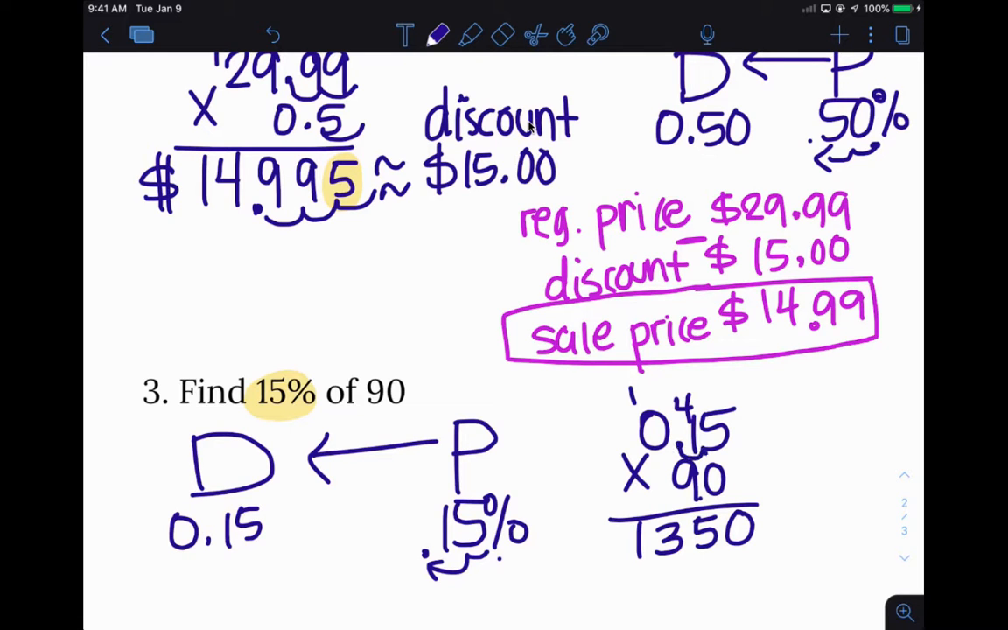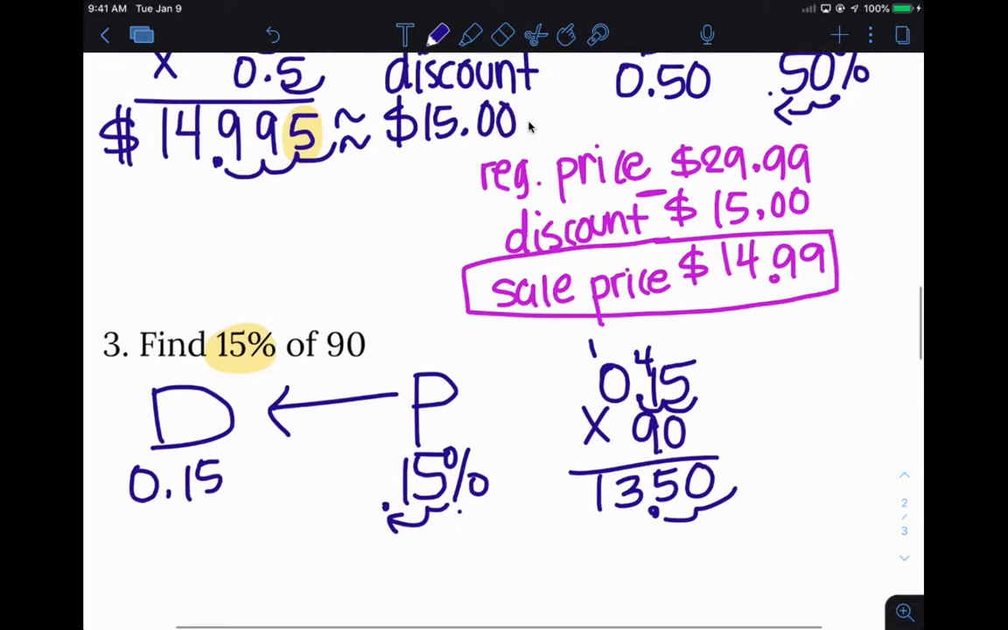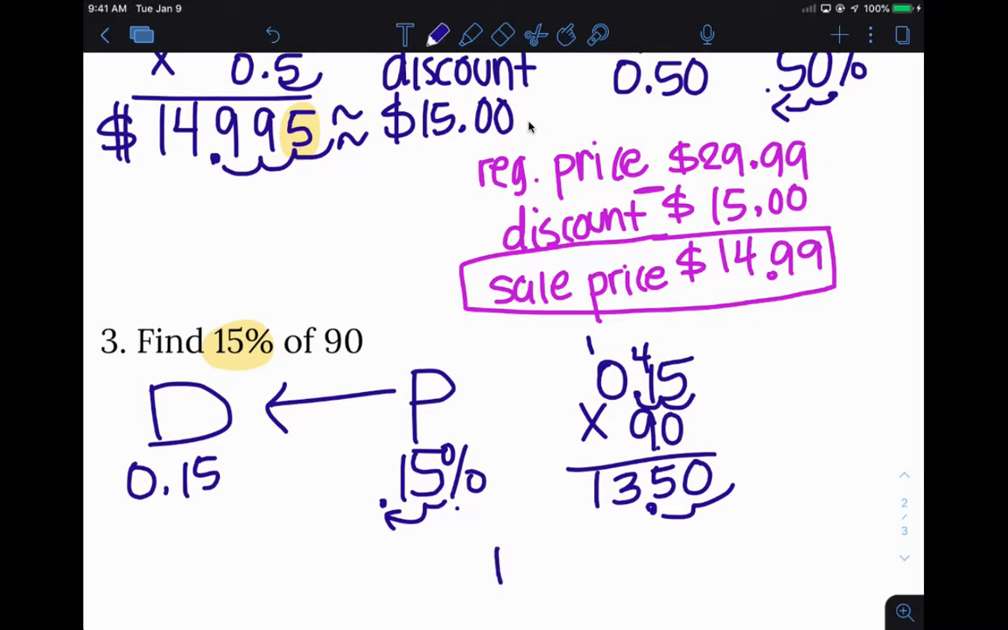So I have 2 decimal places. It only says find 15% of 90. Well, the answer here is already the product. 13.50 will be the answer. It doesn't say it's money, so I just write it like that.